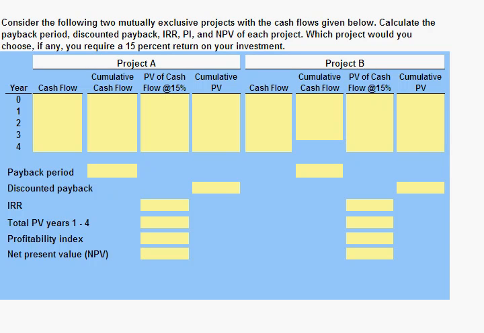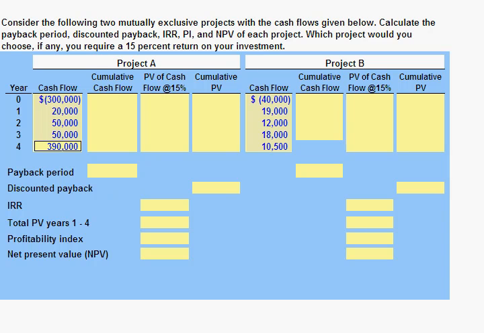Consider the following two mutually exclusive projects with the cash flows given below. Calculate the payback period, the discounted payback period, the IRR, the profitability index, and the net present value of each project. Which project would you choose, if any? You require a 15% return on your investment.